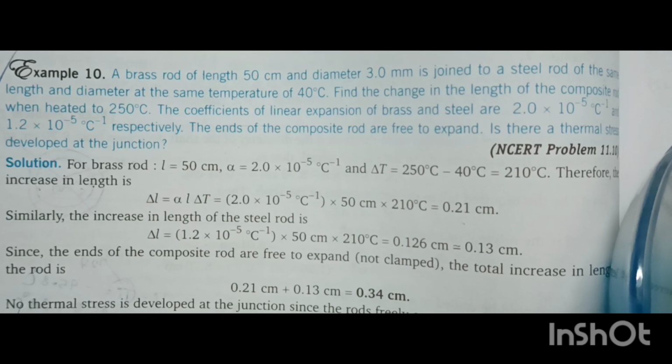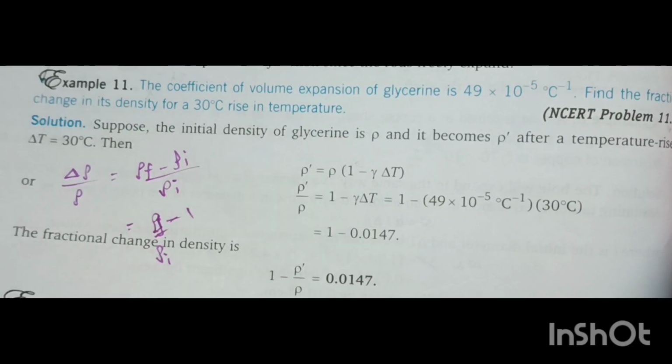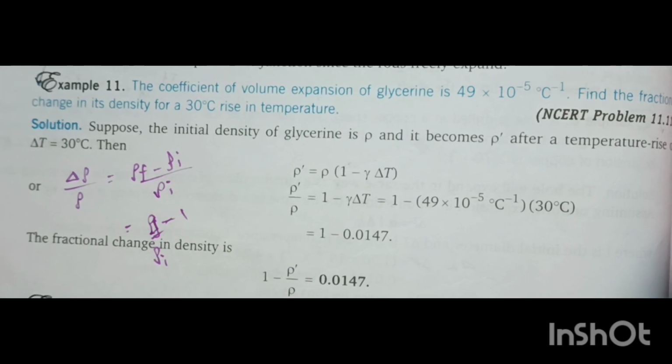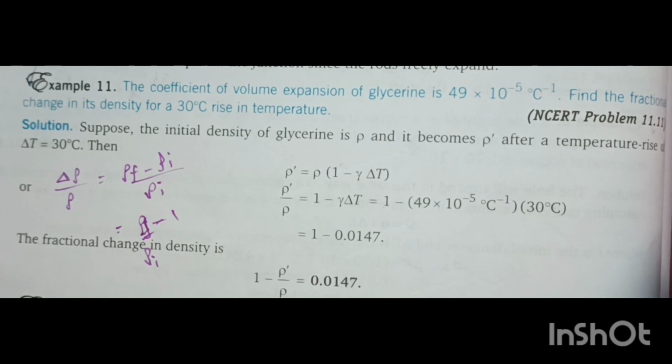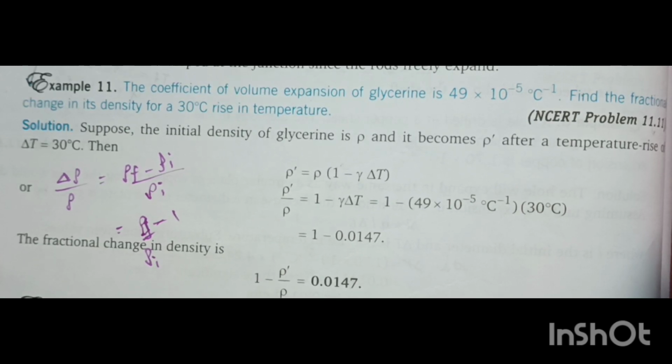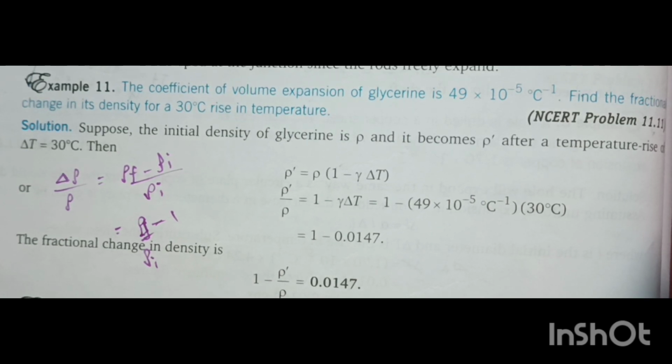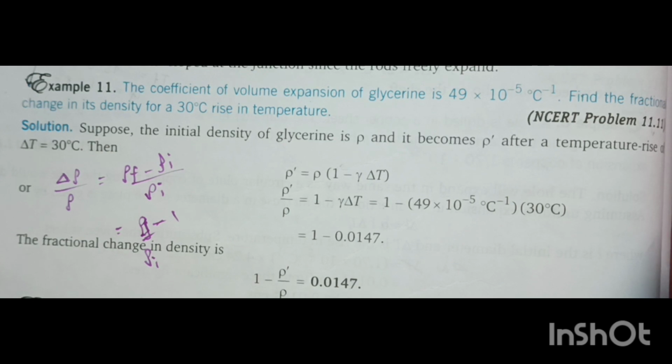The coefficient of volume expansion of glycerin is 49 into 10 power minus 5 per degree centigrade. Find the fractional change in its density for a 30 degrees Celsius rise in temperature. So we are given the change in temperature as a 30-degree rise, and gamma is 49 into 10 power minus 5 per degree centigrade.